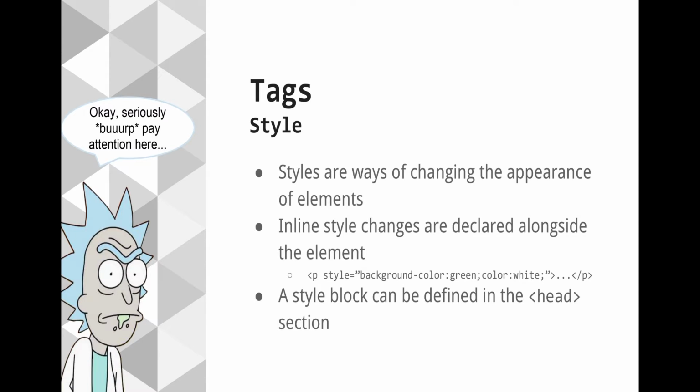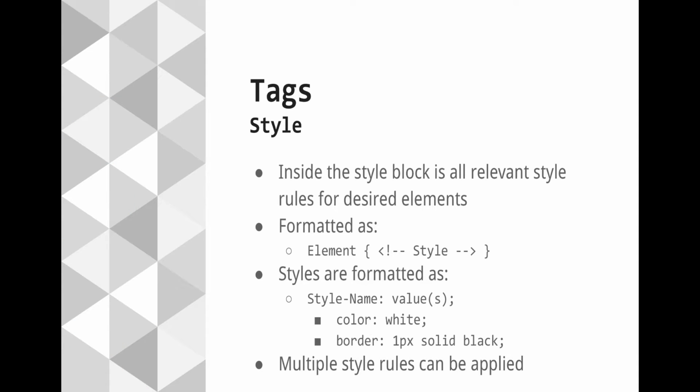With inline style changes, it's very difficult to make a lot of changes very quickly, or to change the overall look and style of the entire site or web page very quickly, because everything's individual. So what we do is we define what's called a style block in the head section of the page. Inside that style block, we put all the relevant rules and styles for whatever elements we wanted.